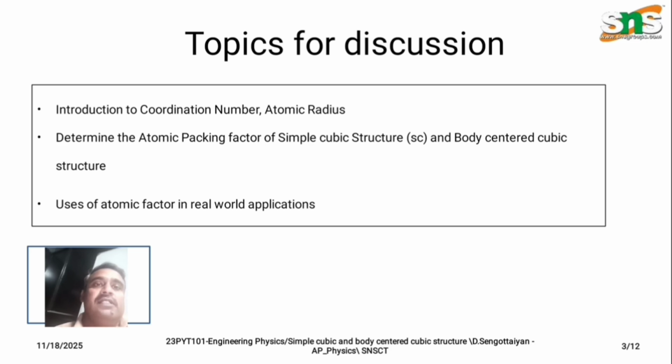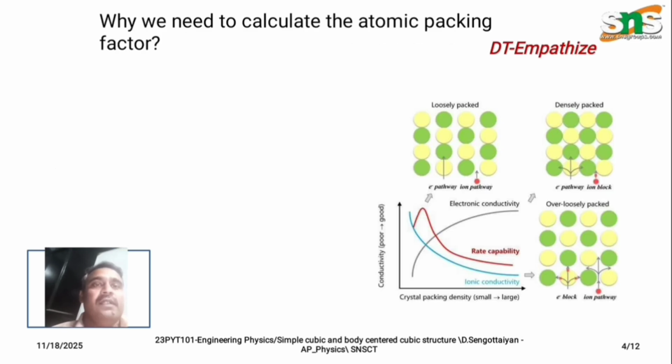Next we will discuss an introduction to coordination number and atomic radius, then determine the atomic packing factor of simple cubic and body centered cubic, and then the uses of atomic packing factor in real world applications. Why do we need to calculate the atomic packing factor? The atomic packing factor is the volume occupied by the total number of atoms present per unit cell divided by the total volume of the unit cell.